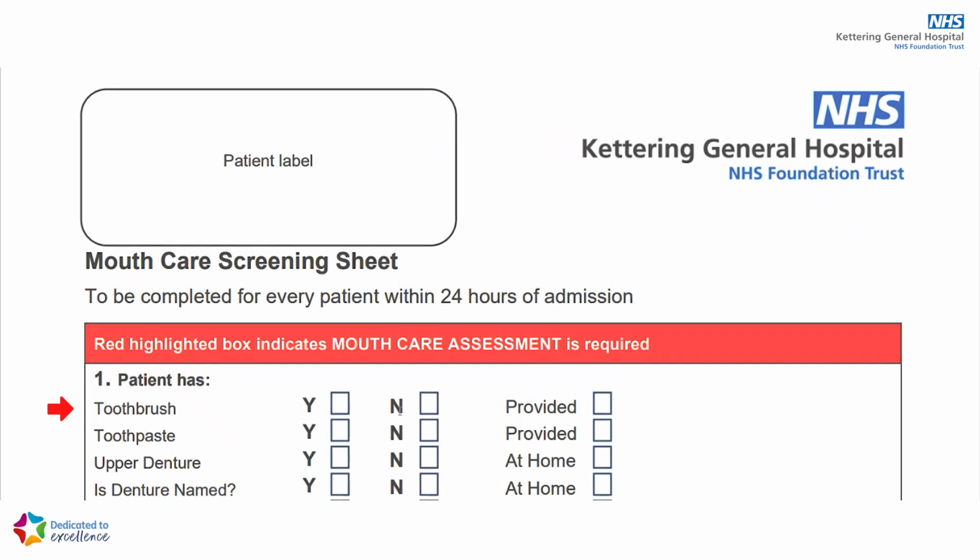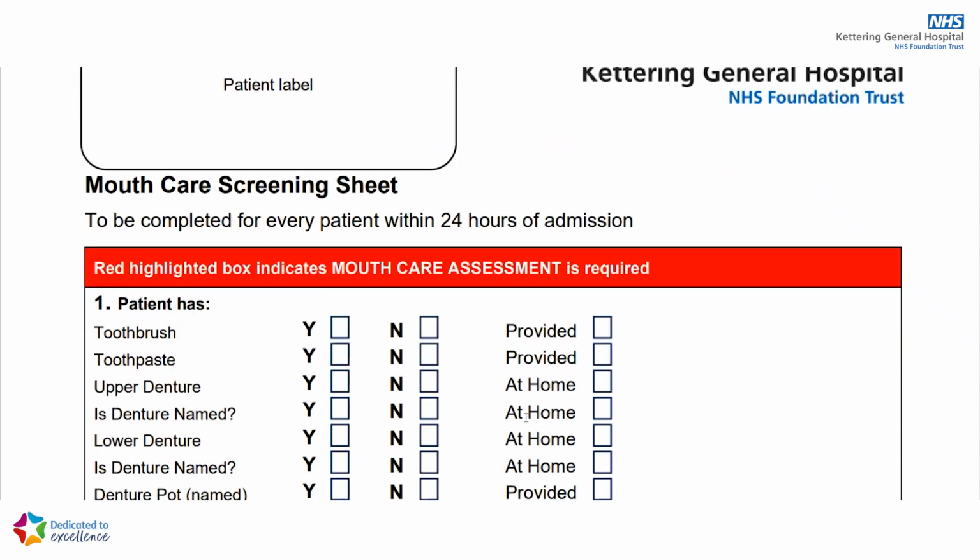So does she have a toothbrush? No. So we're going to tick that, but then we're going to tick when we've provided her with one. The same for toothpaste. We're going to tick no because she didn't bring them in, but tick when these have been provided. She has an upper denture, so we're going to tick yes.